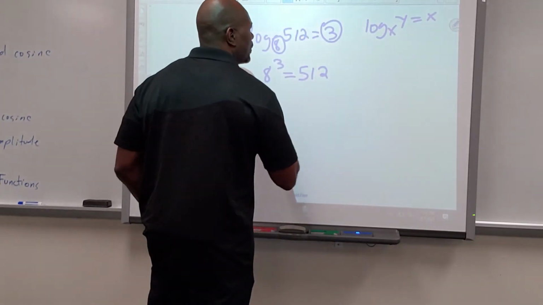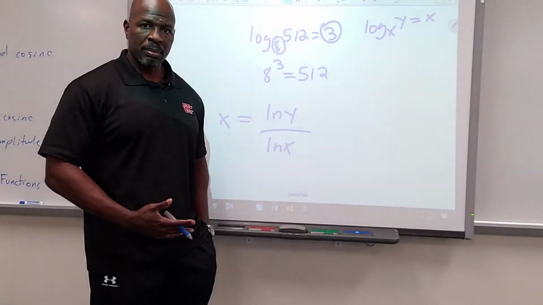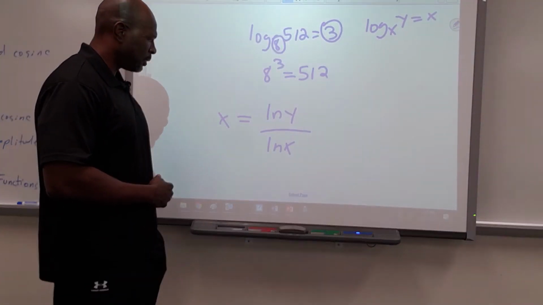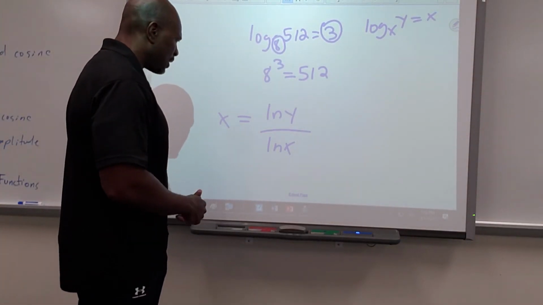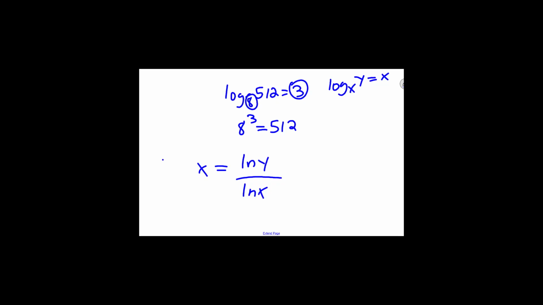So let's say I write it down here. I'll put the x first. x equals ln y divided by ln x. Again, that's the change of base formula for logarithms. Now, I think at this point, I can take the derivative with respect to x. So let's see how this works.